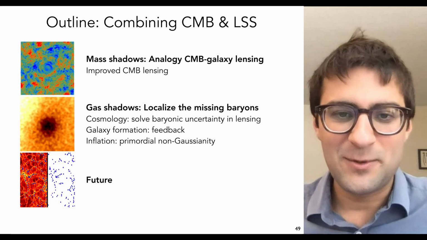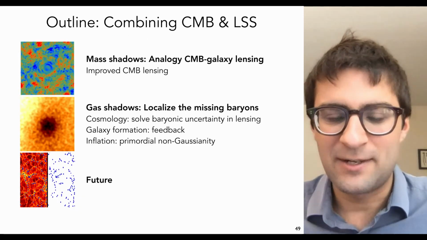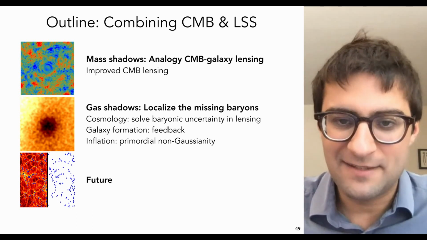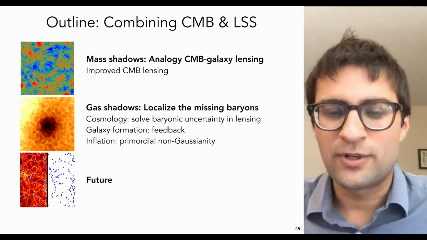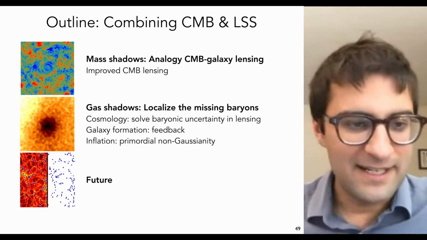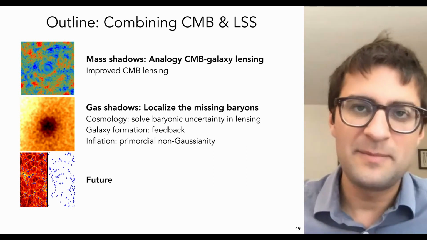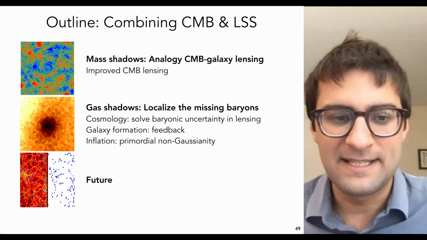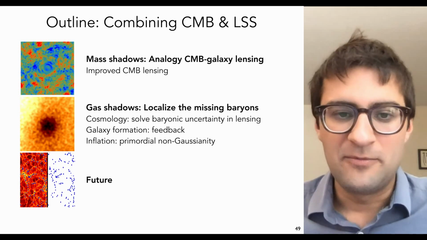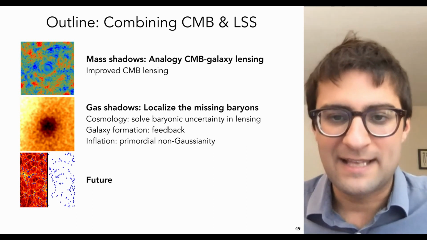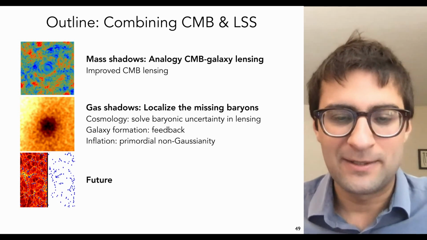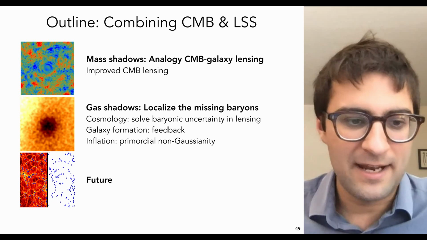So this is all I wanted to tell you about scattering anisotropies, those gas shadows, how they allow us to localize the missing baryons, which is important not only for galaxy formation feedback, but also for cosmology by solving the baryonic uncertainty in lensing. And finally, while I didn't present it, because the kinematic SZ tells us about velocities, it is also an excellent probe of the ultra-large-scale structure in ways that are hard to do with galaxy clustering alone. So this is all I wanted to say about these CMB secondary anisotropies.